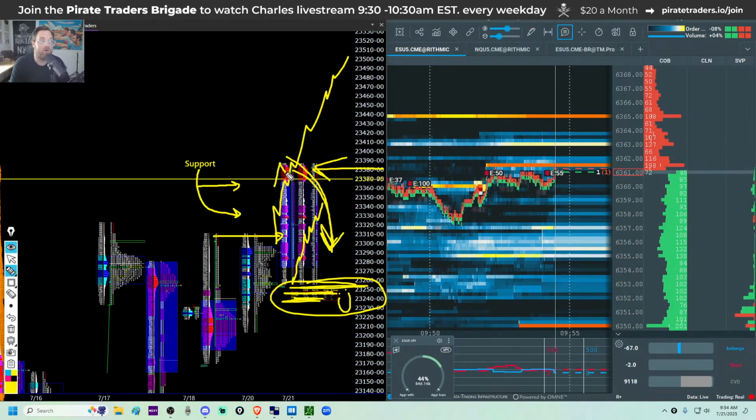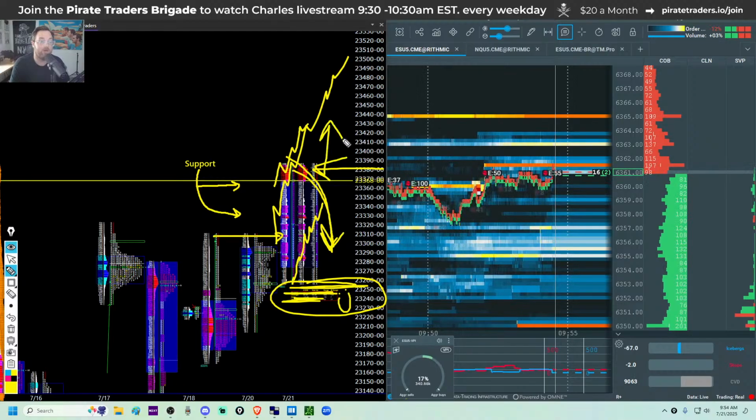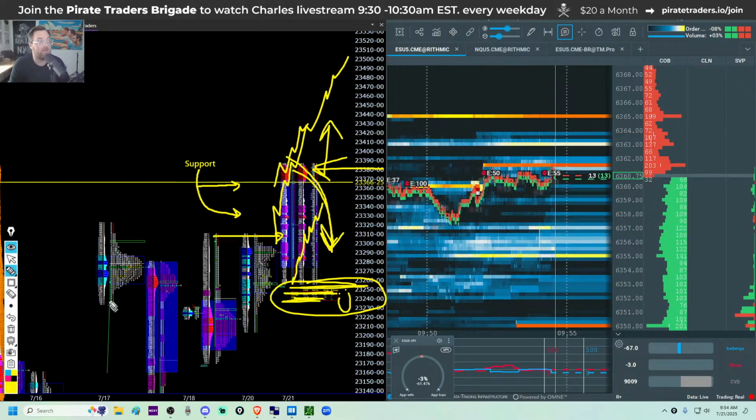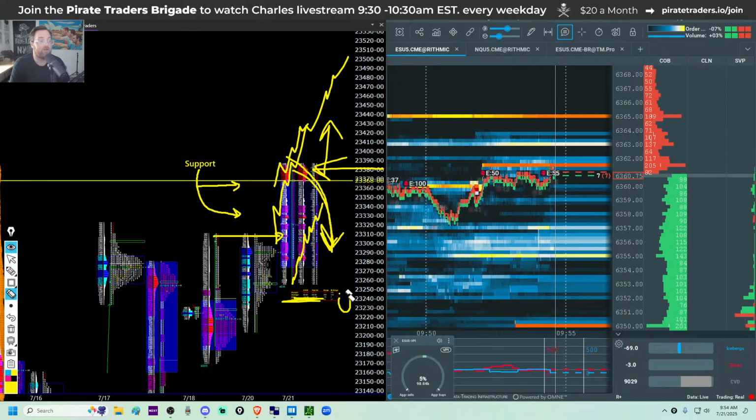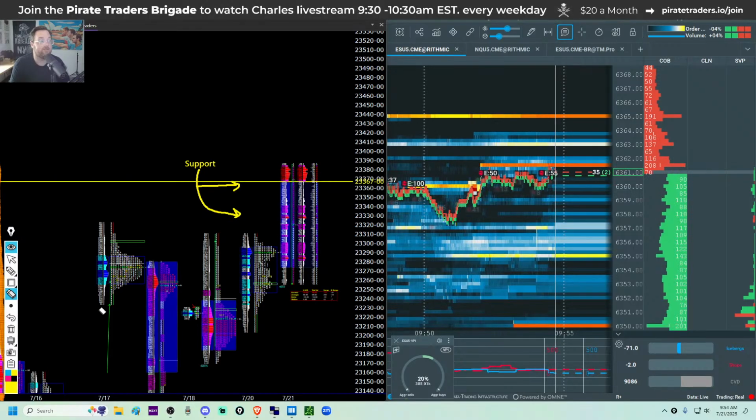Right now, they're just poking up to take out more stops. So they can absolutely get another poke. But you just want to be cautious. If you're long, you want to move your stop above your entry as soon as you can.